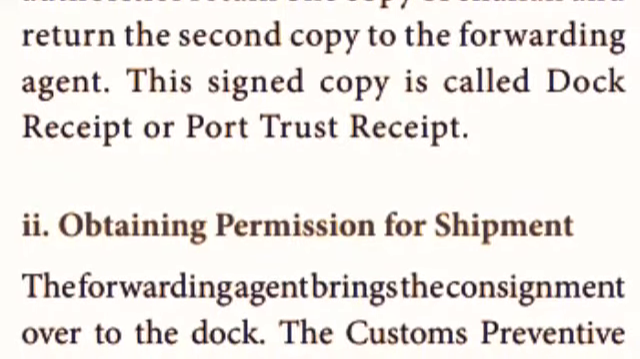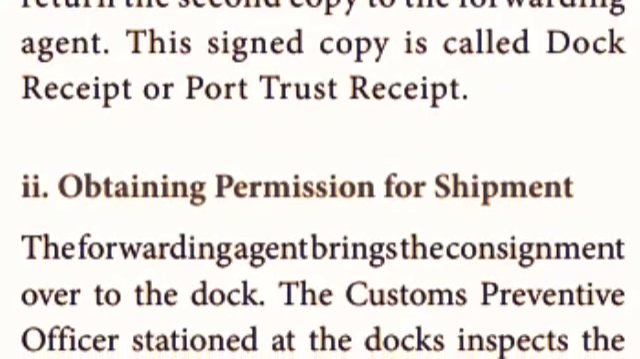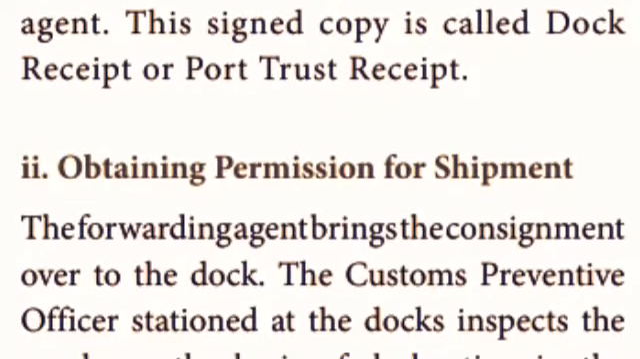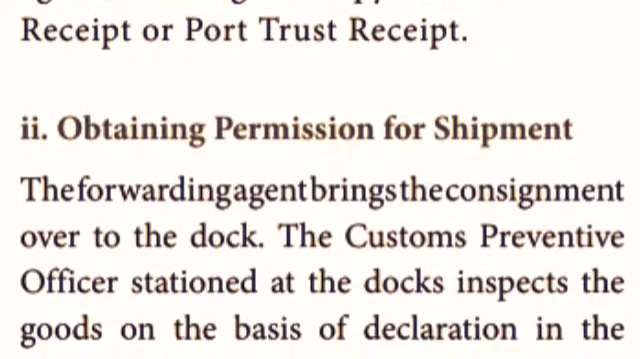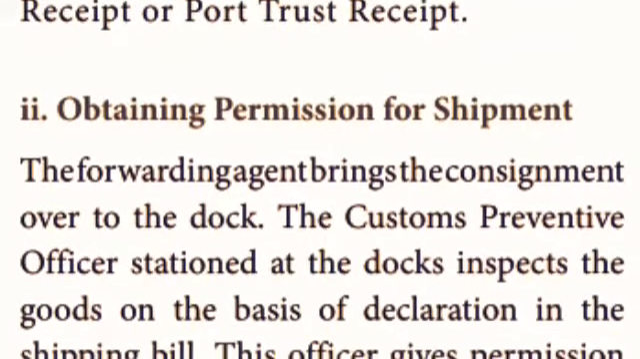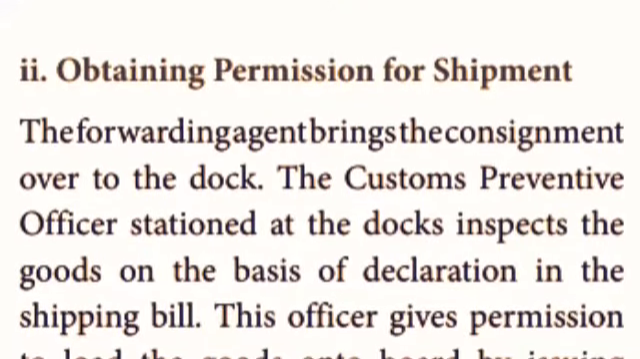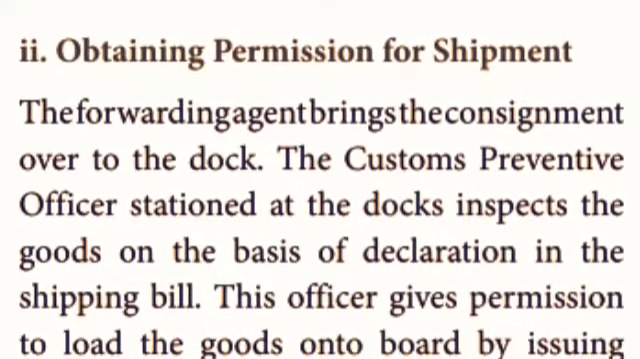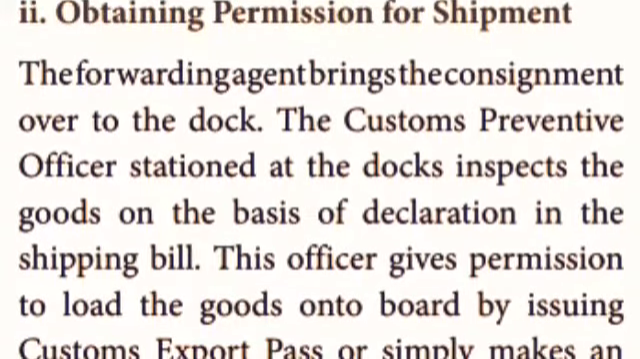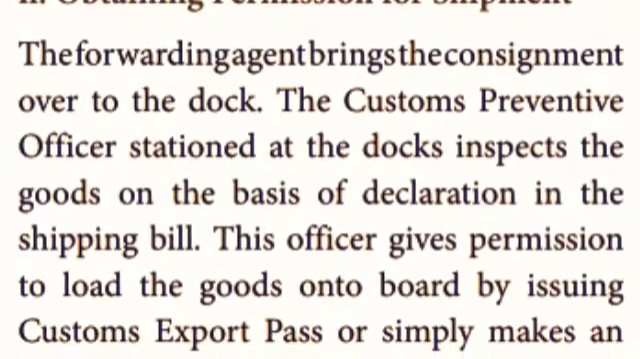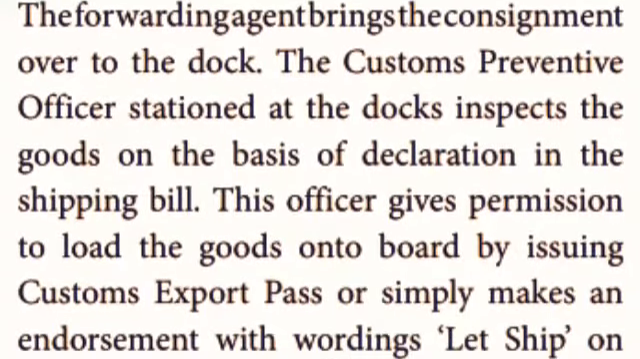The forwarding agent brings the consignment over to the dock. The customs preventive officer stationed at the docks inspects the goods on the basis of the declaration in the shipping bills. This officer gives the permission to load the goods into the boat by issuing the customs export pass, or simply makes an endorsement with the words "let ship" on the duplicate copy of the shipping bill.